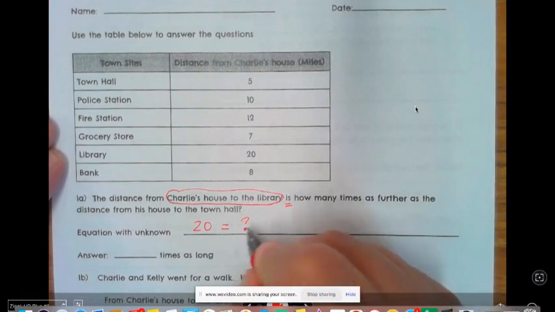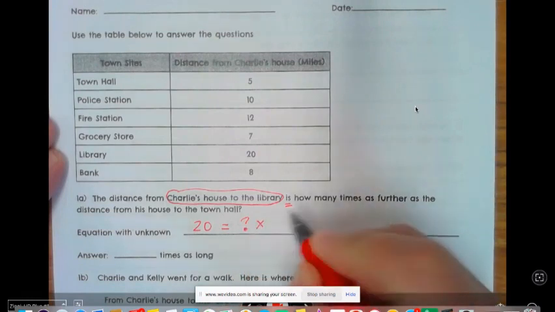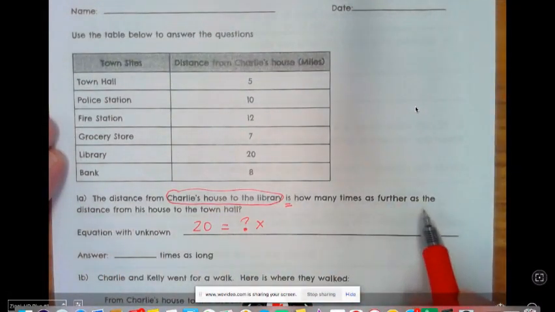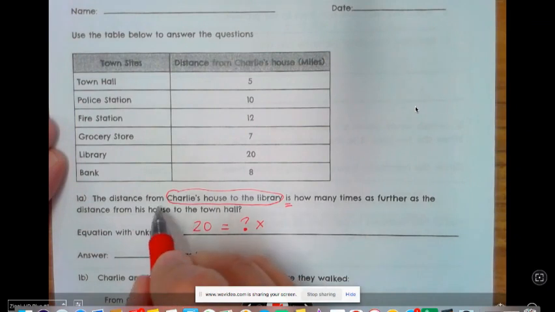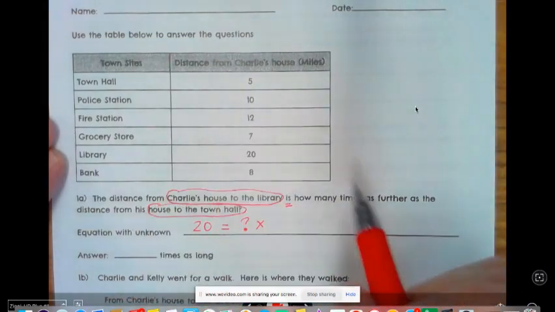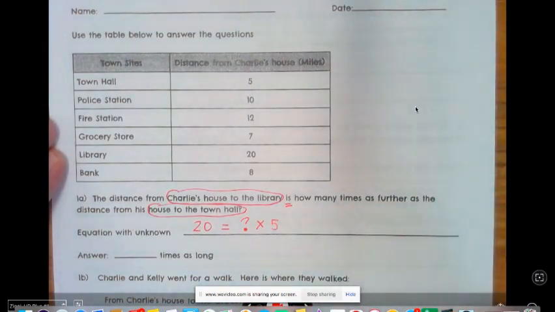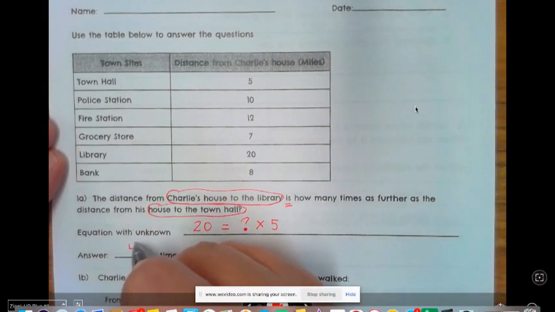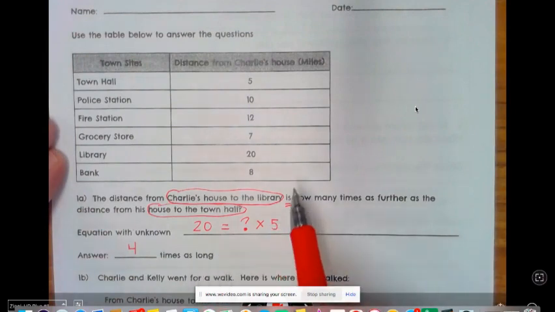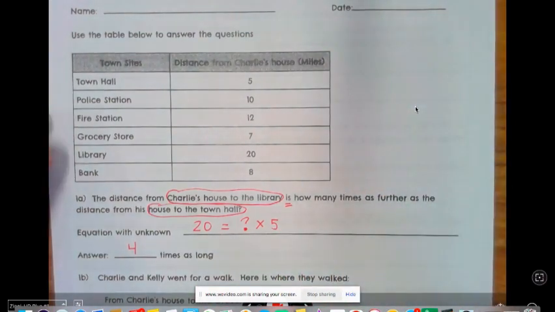So how many times? And we don't know yet what this is, as the distance from his house to the town hall. So I'm going to circle his house to the town hall. His house to the town hall is 5 miles. So we're going to go times 5. Now I have a number sentence with an unknown here. So it's 20 equals what times 5? Well, we know that 4 times 5 equals 20. So our answer is 4 times as long. That's how much farther it is to the library. It's 4 times as much as it is from the town hall.